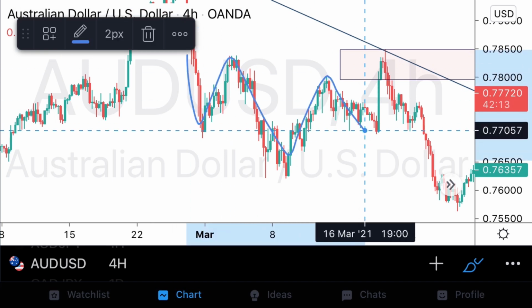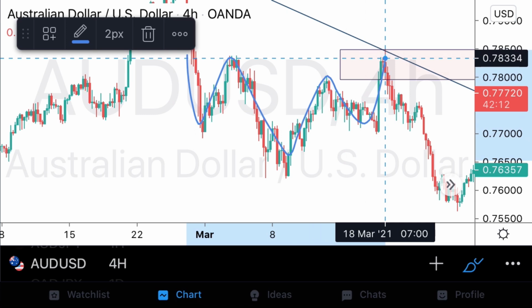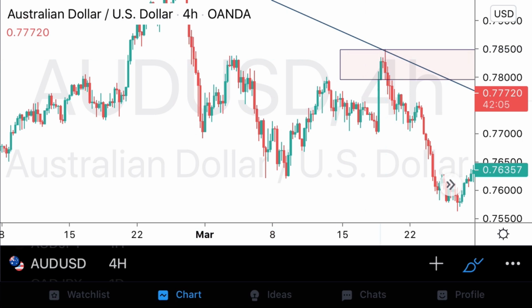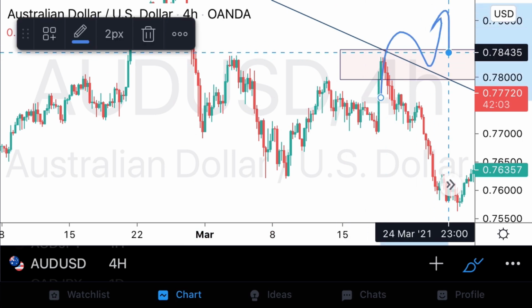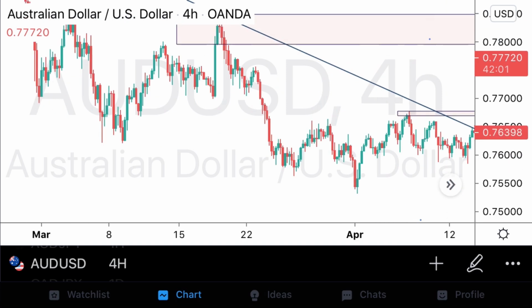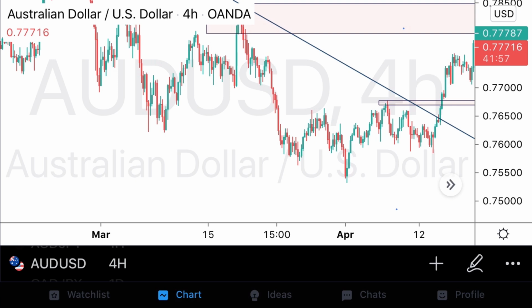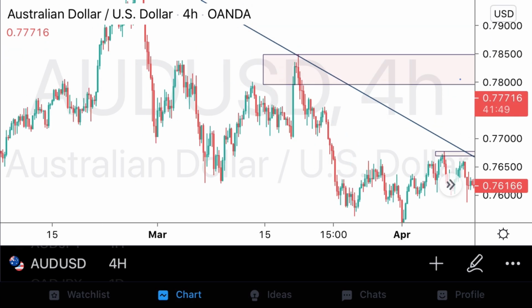So if we look at this, guys, if we don't see what happened on the left hand side, we can clearly see that this is an inverse head and shoulders, and after an inverse head and shoulders we are expecting prices to push to the upside. Now obviously in hindsight it's clear that prices broke to the downside, but how is someone able to capitalize on an opportunity like this when prices are showing something and then doing the opposite?